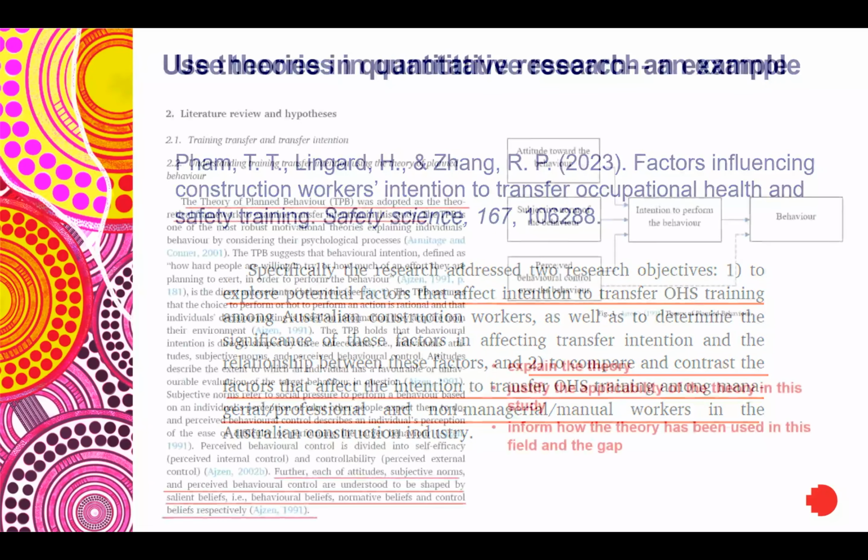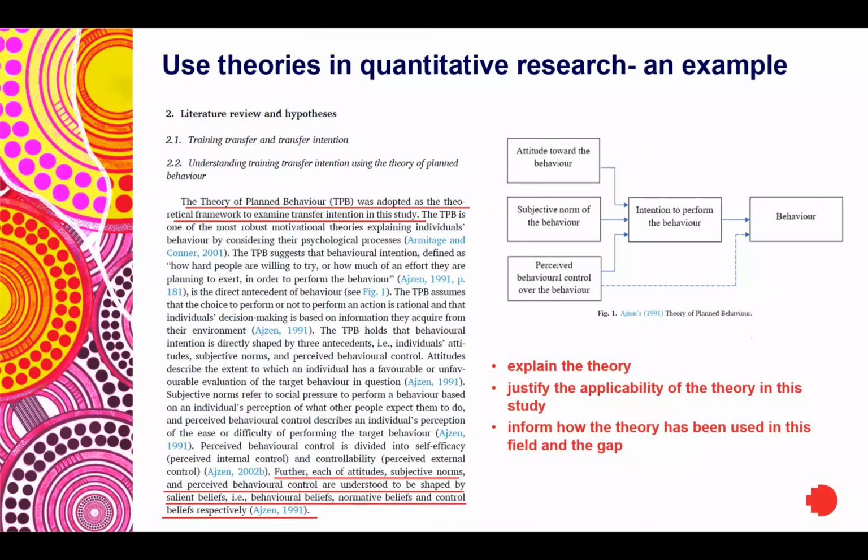in the Australian construction industry. Through extensive literature review, the PhD student identified the theory of planned behavior, TPB, which is a well-established motivational theory explaining individual behaviors. TPB was used as a theoretical foundation for this particular study. According to TPB, a person's intention to perform a behavior is determined by attitude, subjective norm, and perceived behavioral control. And each of the constructs is affected by a set of beliefs, for example, behavioral beliefs, normative beliefs, and control beliefs. As mentioned earlier, one function of theories is this descriptive function. In our study, we clearly explain the theory by describing the relationships between variables and the underlying process and mechanism.